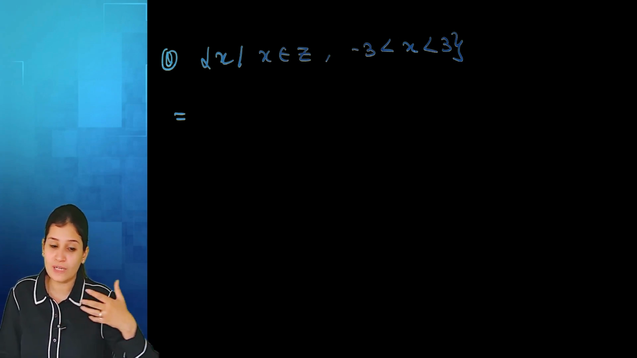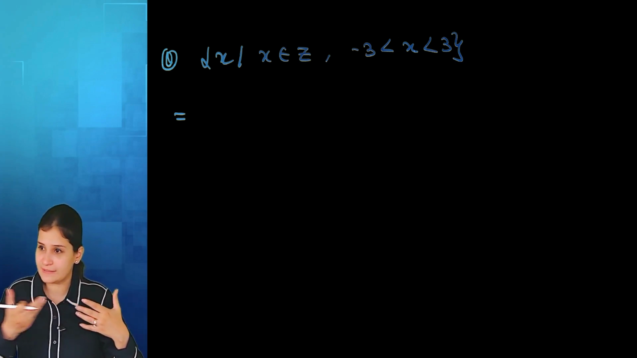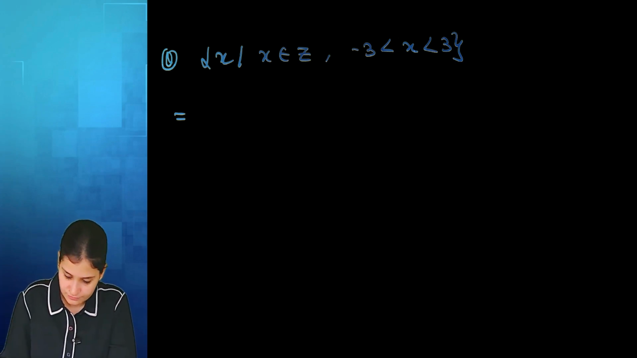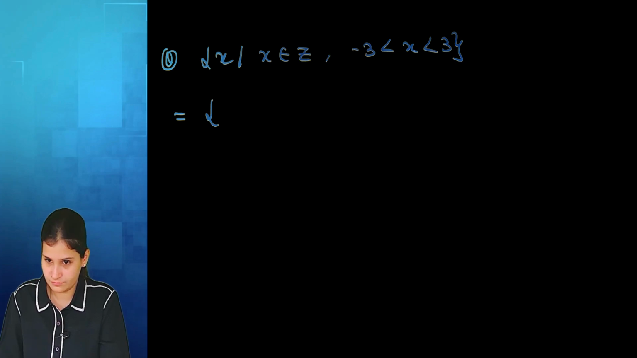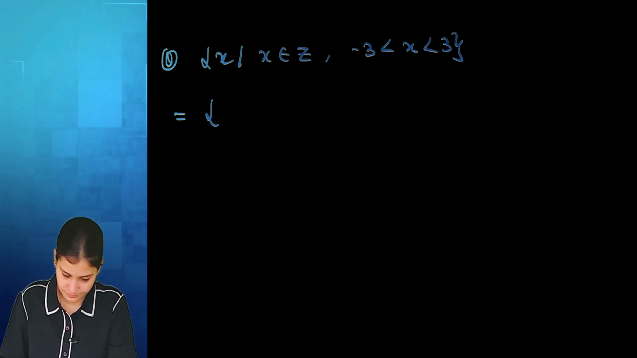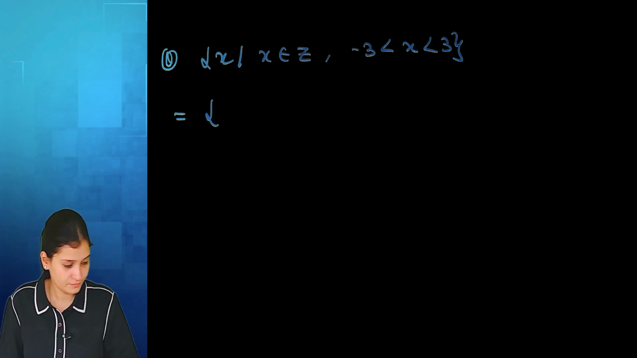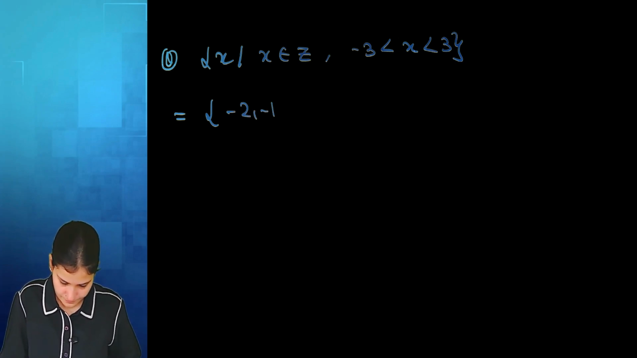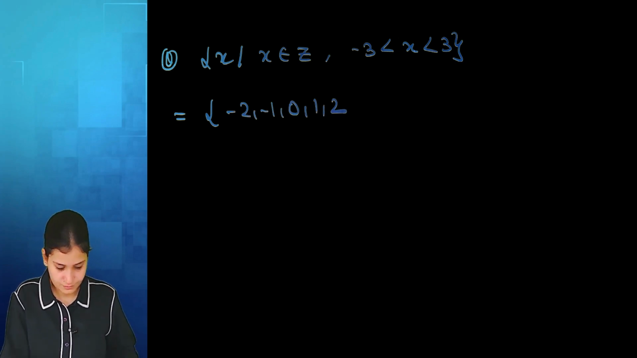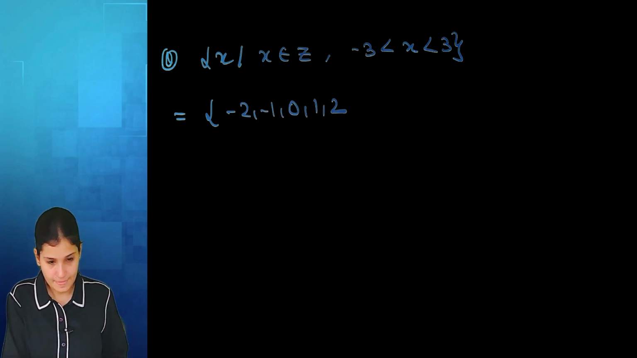If I want to write this in roster, I'll list down all the elements. What are the elements? -2, -1, 0, 1 and 2. Yes? Yes, ma'am.